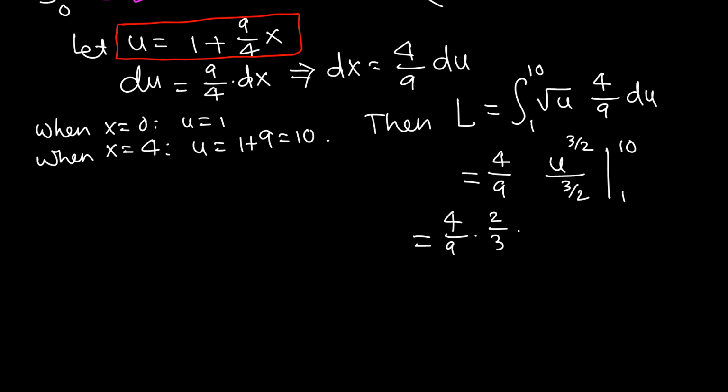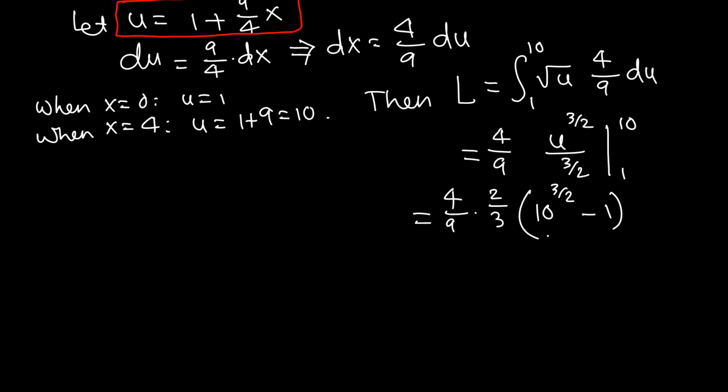No cancellations here. Now u raised to 3 halves. Now we evaluate at the upper limit, which is 10. So 10 raised to 3 halves, which is an irrational number, so no need to worry about that, minus the lower limit 1. 1 raised to 3 halves, and 1 raised to any number is just 1. And this is it. Exact value.